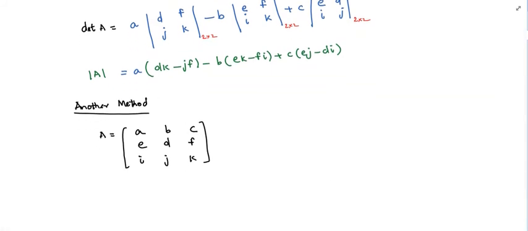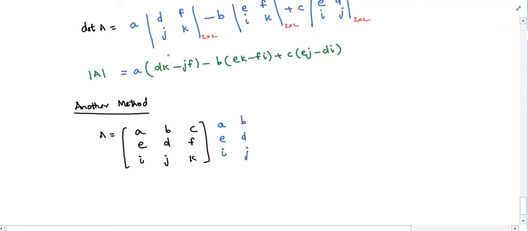Okay, so let's consider the same matrix. In this, what you have to do is write the first and second columns again. So we write the first column A, E, I after this, and then B, D, G. Then we have to draw the diagonals. It is a 3 by 3 matrix, so we will be drawing 3 diagonals. This is one diagonal, second diagonal B, F, I, third diagonal is C, E, G. So what does it mean? We have to multiply these 3 elements.